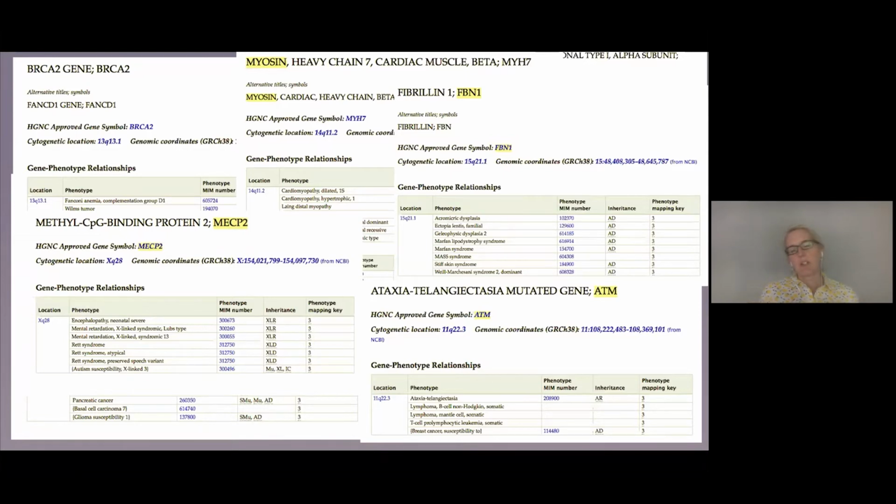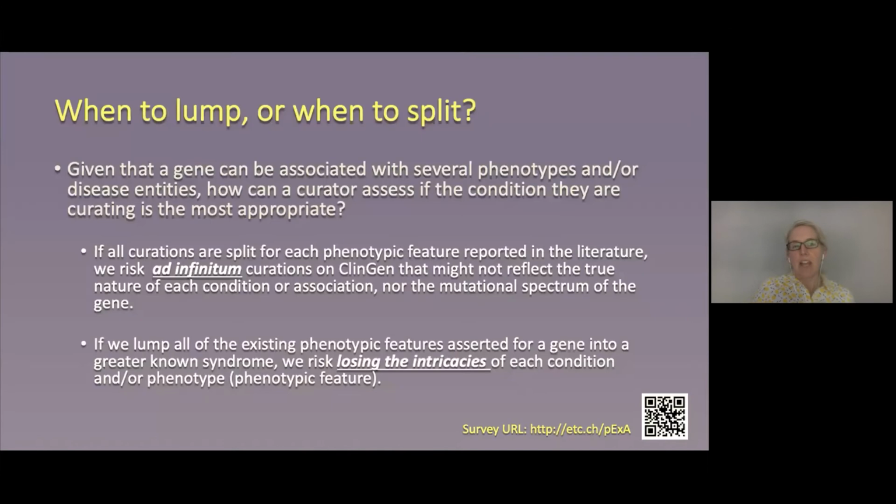But specifically with gene disease relationships, we do want to focus on what the gene is telling us about disease, which poses a question: which disease entity do we curate when any given gene can be associated with multiple entities? And so again, that predicament becomes when to lump or when to split. We know that genes can be associated with several phenotypes or phenotypic features, and how can we assess if the condition they are curating is the most appropriate?